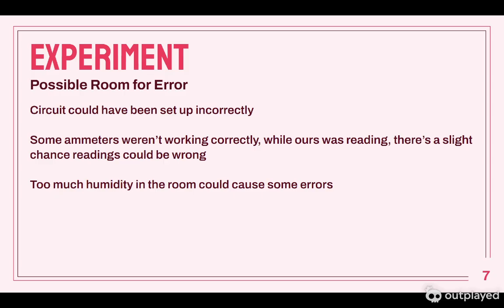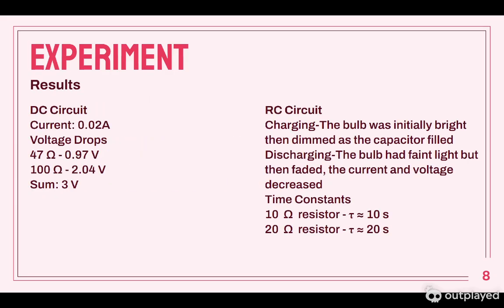Experiment, possible room for error. The circuit could have been set up incorrectly. Some of the ammeters weren't working correctly while ours was reading. There's a slight chance readings could be wrong, and too much humidity in the room could cause some errors, potentially.